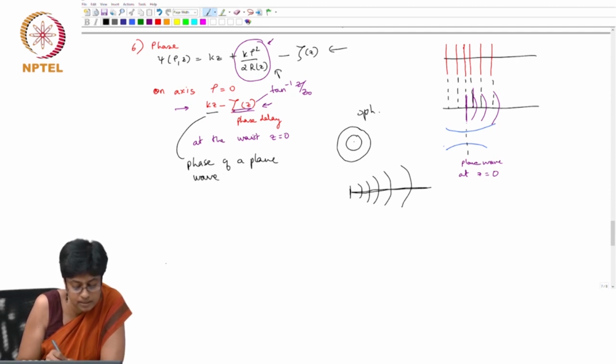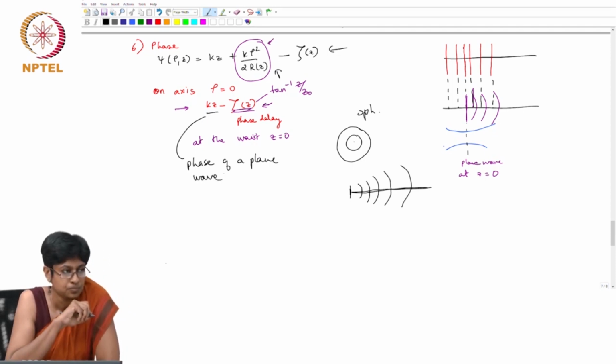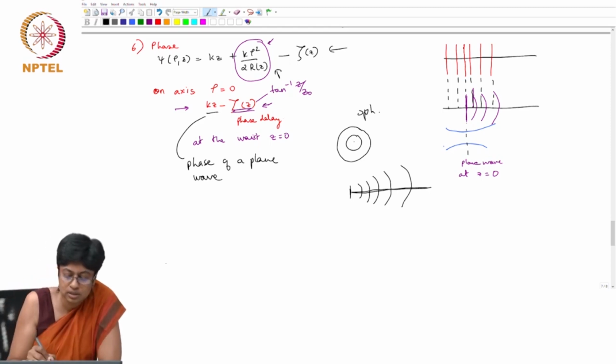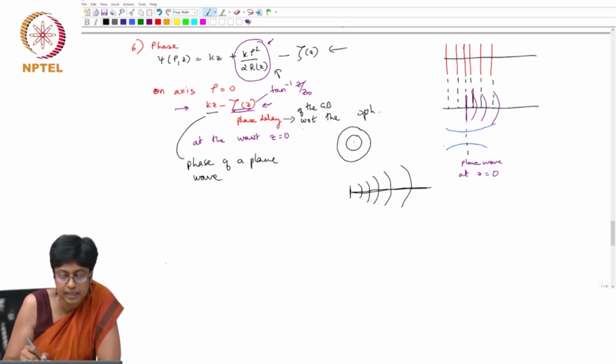So on axis, the Gaussian wave phase is delayed from that of a plane wave by an amount zeta of z. Okay, so this is nothing but a phase delay of the Gaussian beam with respect to the plane wave.